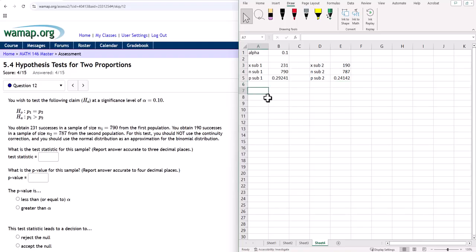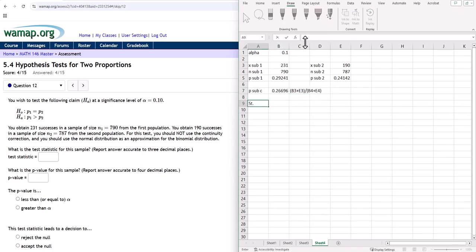So next up, we need to find our pooled proportion. So that's p sub c. And to do that, we add up the sum of the successes, so x sub 1 and x sub 2, divided by the sum of the sample sizes, n sub 1 and n sub 2. And we get a pooled proportion here of this.